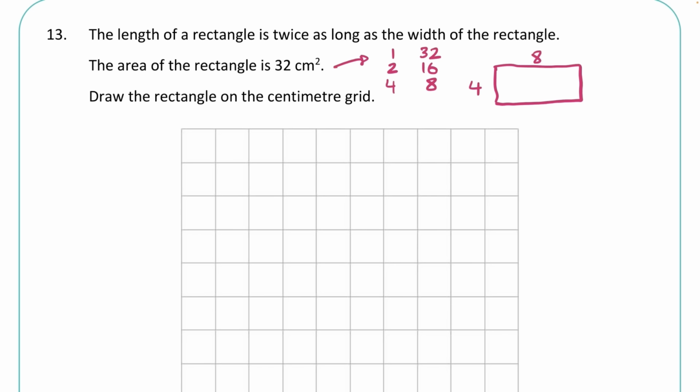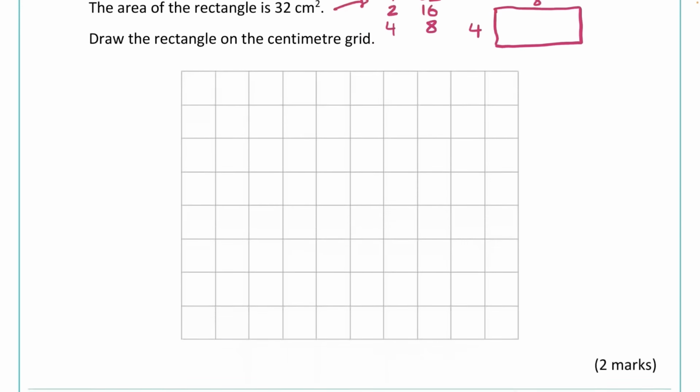Not sure if there's any others. 5 doesn't go into 32, 6 doesn't go into 32, and neither does 7. So there's no more factor pairs there that we could even test, so it has to be the 4 and the 8. So I need to draw that on this grid.